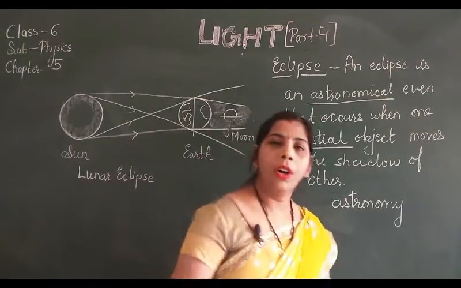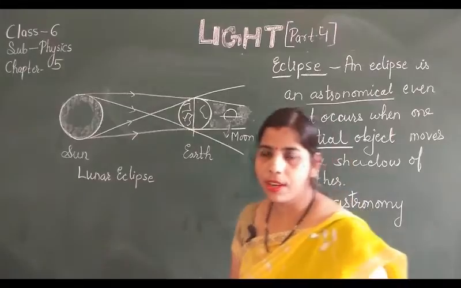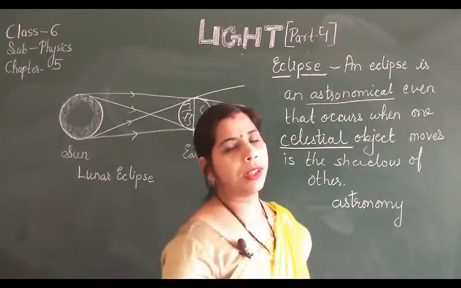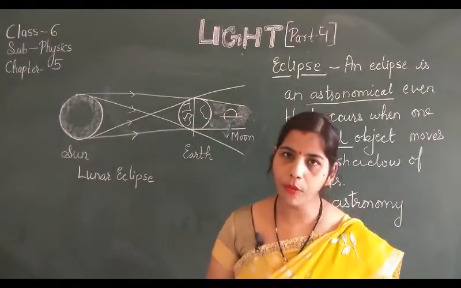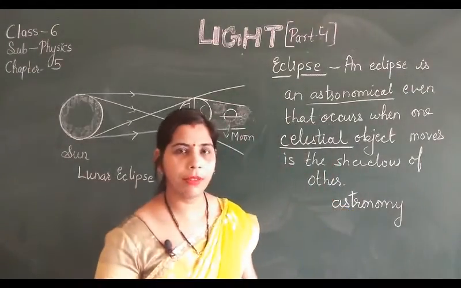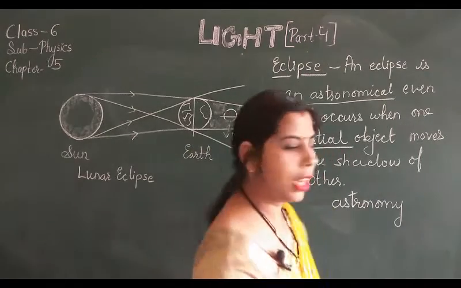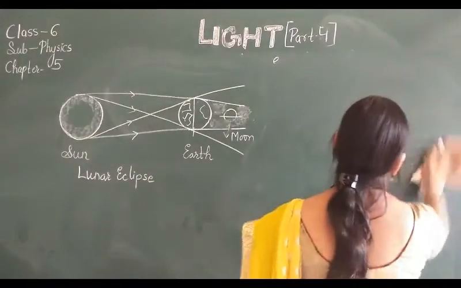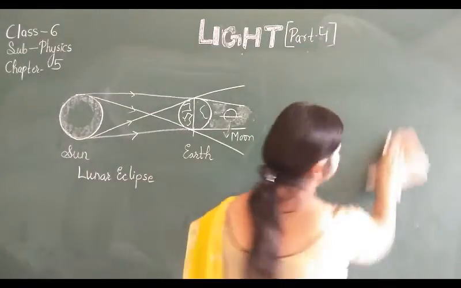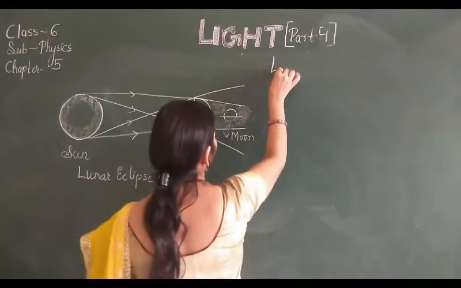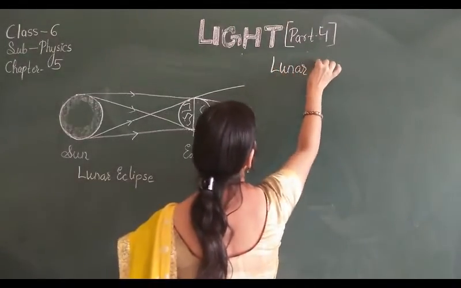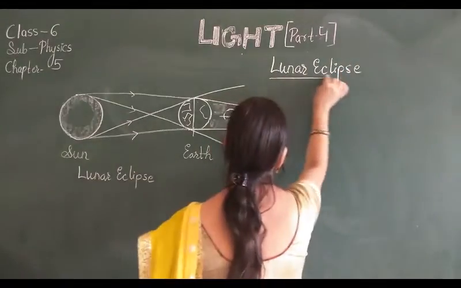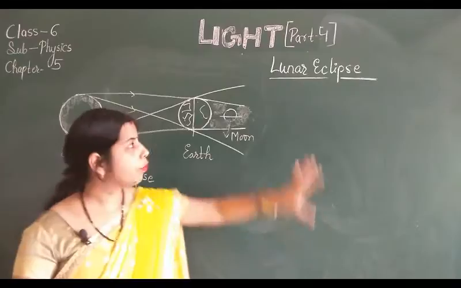Now, on the basis of the position of the sun, moon and the earth, there are two types of eclipse. That means you have to study about two types of eclipse. First is the lunar eclipse and second is the solar eclipse. Today I am going to tell you about the lunar eclipse, which you already know as the Chandra Grahan.